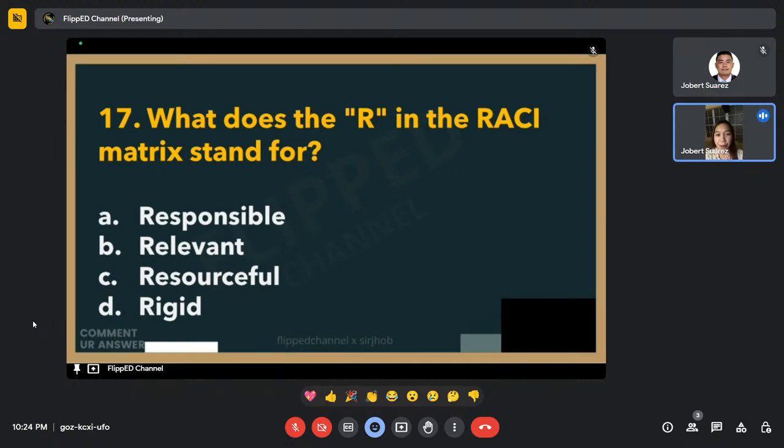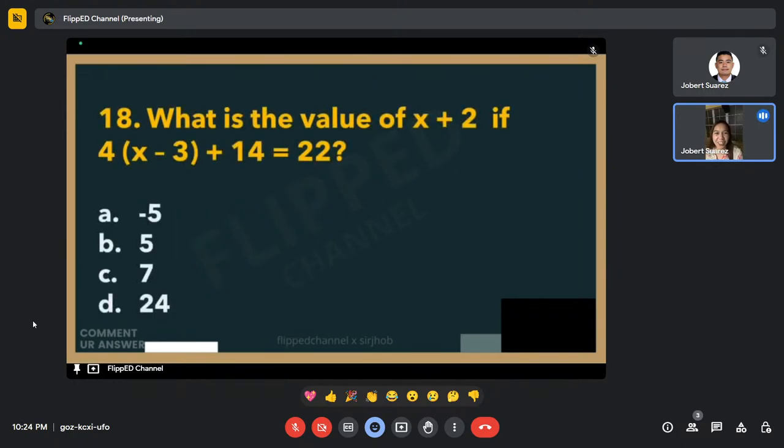The correct answer for number 17 is letter A, responsible. Tama, ang gagaling ng mga nasa comment section na alala nila. Baka nag-review to ng mga nakaraan. Okay, number 18. What is the value of x plus 2 if 4 times x minus 3 plus 14 equals 22? Tignan natin kung may natatandaan sila dito.